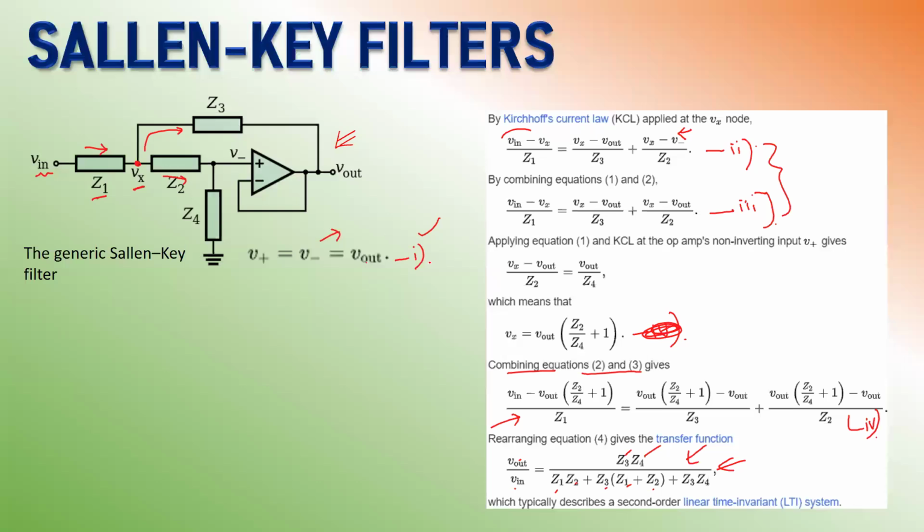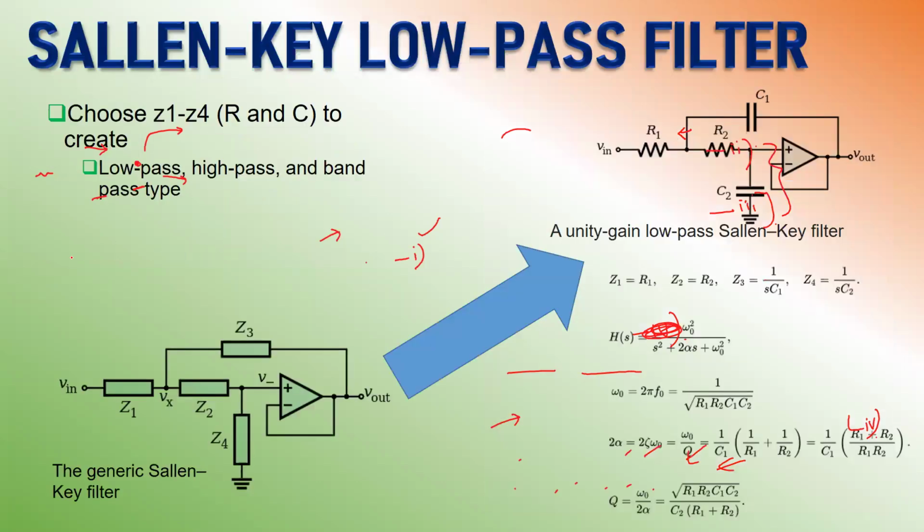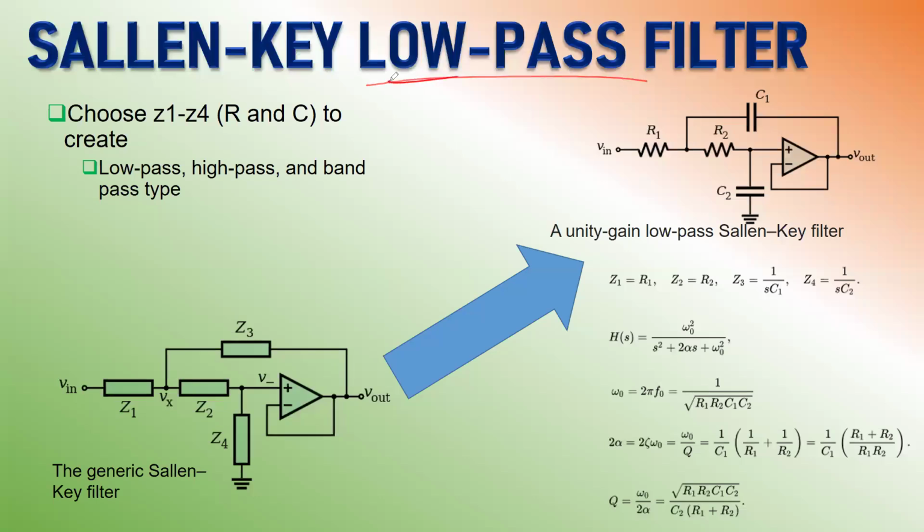Okay, so let's move to the next slide. Here we understand how we can design the Sallen-Key filter. Specifically, we will now talk about the design of a low pass filter. So here is the generic topology. What I need to do is choose the values of Z1, Z2, Z3, and Z4 in terms of R and C, so that I can create low pass, high pass, and band pass filters. Right now we are talking about how to make a unity gain low pass Sallen-Key filter.